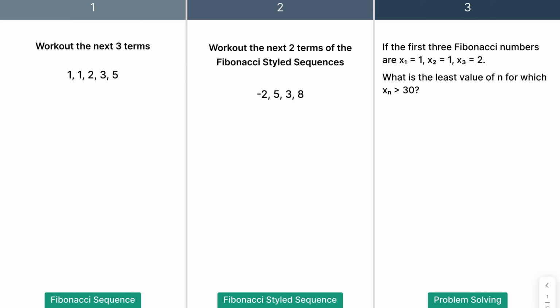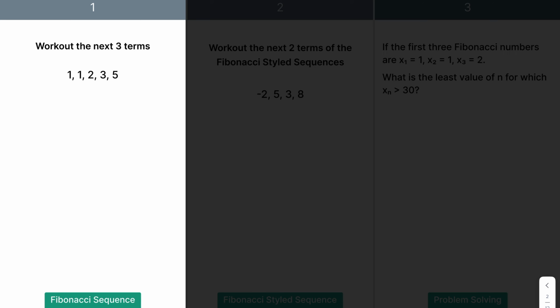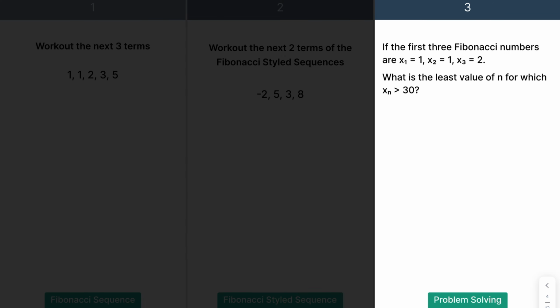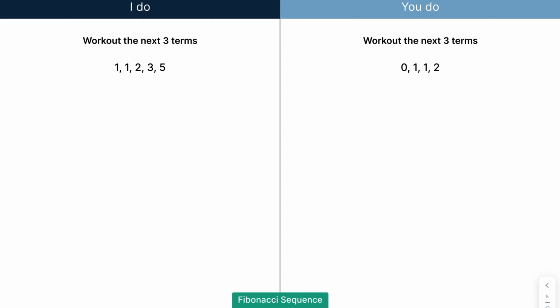Fibonacci sequences is what we're looking at in this video. It's split into three parts. So first we're going to look at what exactly is a Fibonacci sequence, then different styled Fibonacci sequences, and then finally problem-solving questions like this. The way my videos work, I'm going to do the example on the left, which is I do. You are then going to press pause, and I've got the example on the right, which is you do.